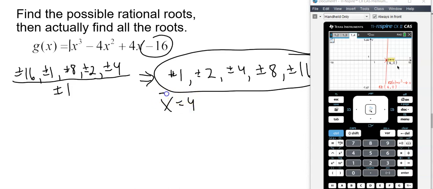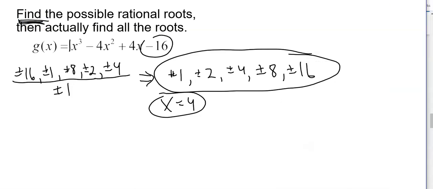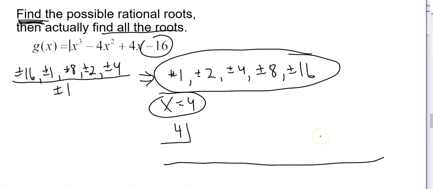Now it says this. So I know one of my solutions is x equals 4. Find all the solutions. So don't just list out the possible ones, but actually find all the roots. Do you remember doing synthetic division? So we're going to put that solution in the box. So I'm going to put 4 in the box. I'm going to put my coefficients of the polynomial, which are here, 1, negative 4, and negative 16. There are no missing terms, by the way. You always want to look for that.